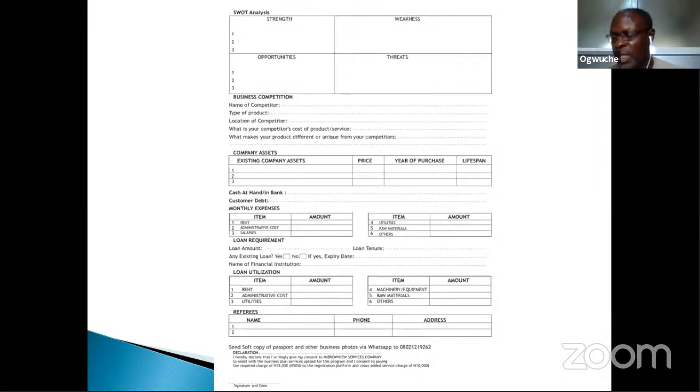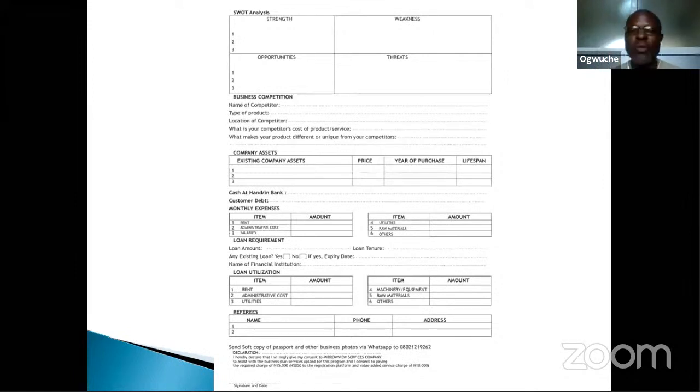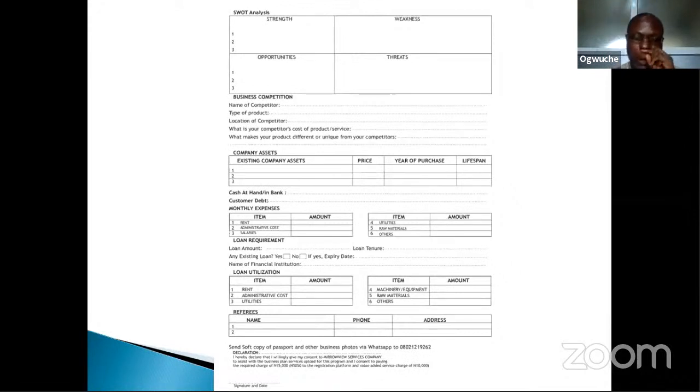Another is excellent marketing and managerial skills. Maybe you've done this business somewhere before you set up your own, so you have excellent marketing and managerial skills. That is a strength for you. Or it could be strong technical know-how of the business. You know how to manage a poultry farm, and you know how to set up all the technical issues.